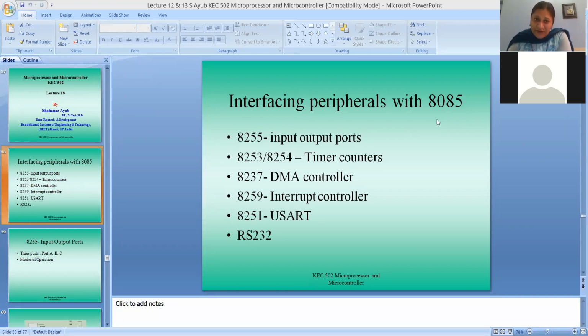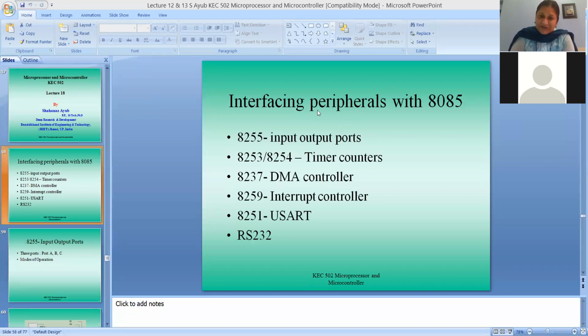Why do we interface peripherals with 8085? Because 8085 has only an instruction set; it does not have its own input output devices, and it does not have its own memory either. Memory mapping we have already seen in last classes. If you want to access input devices or output something, 8085 does not have its own peripherals, so we have to interface these ICs separately with 8085. Then there should be some procedure to interface the ICs.